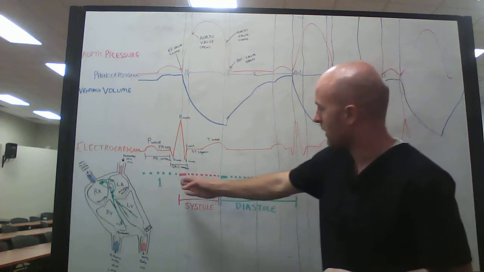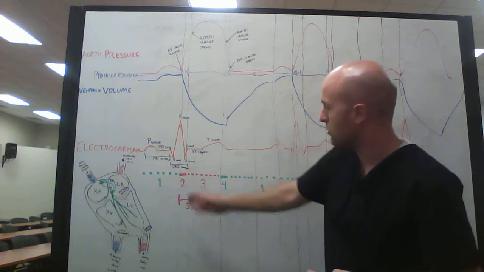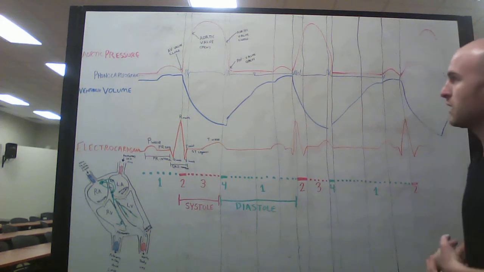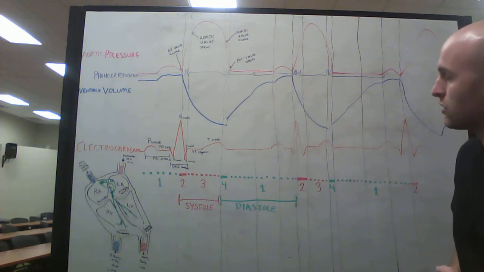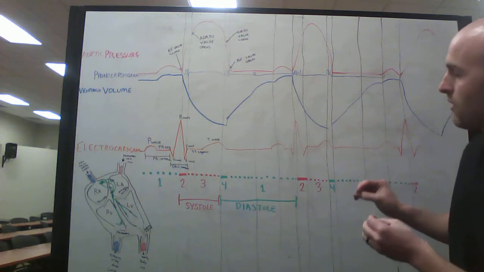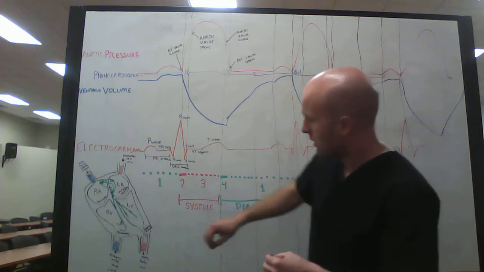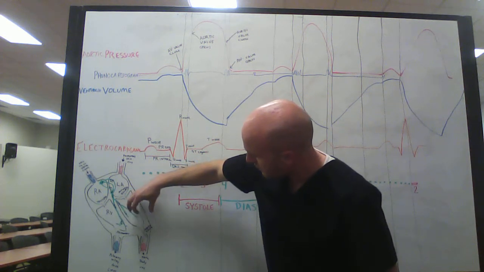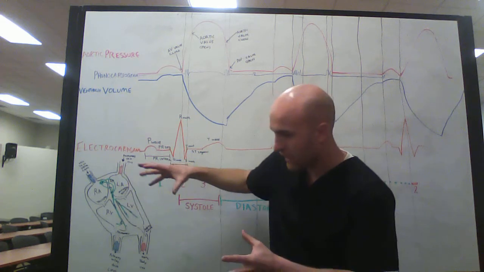And that really, right in the peak of that, when this AV valve closes, is when we start phase 2. Phase 2 is right when the AV valve closes, but before the aortic valve opens. What I'm saying here is that these ventricles actually are going to contract for a while. They really have to get a lot of pressure.